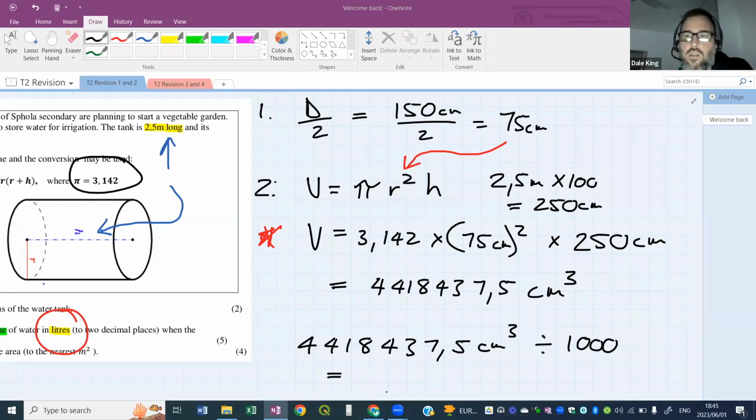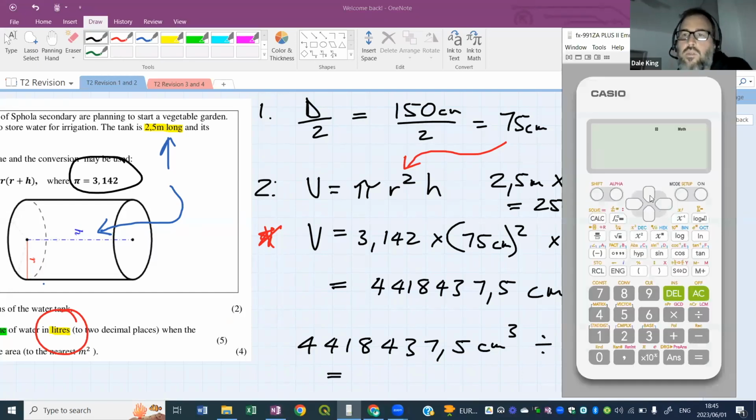All right, so where's my calculator? Oh, I've lost the formula. Let's write it all again. So 4418437.5, then divide by 1,000, please. And this is going to give us 4418.4375. Now, this is the answer.